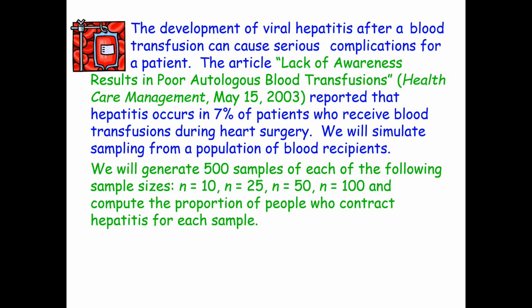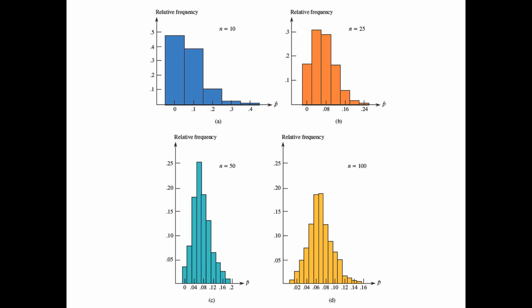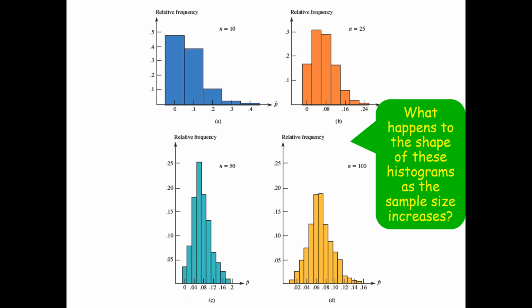So we're going to generate 500 samples of each of the following sample sizes: n equals 10, 25, 50, and 100. And we're going to compute the proportion of people who contract hepatitis for each sample. Now, the following histograms display the distributions of the sample proportions for the 500 samples of each sample size. Are these histograms centered around the true proportion, p equals 0.07? What happens to the shape of these histograms as the sample size increases?